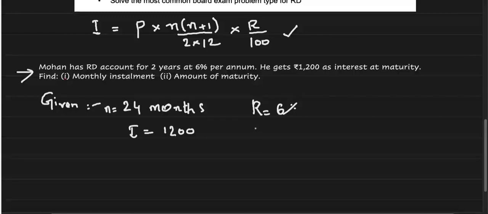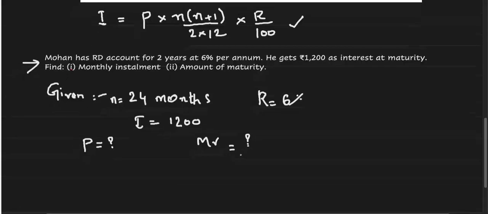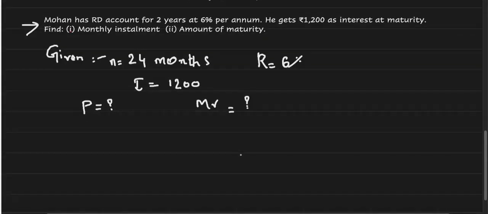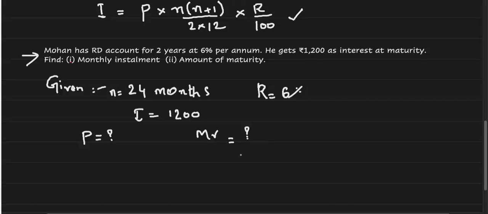But what is missing here? First of all, monthly installments. We need to find out the monthly installment, how much he needs to pay to get this amount, and what is the maturity value. Everything in this problem or this chapter is interrelated and goes back to our main formula, which is I equals P into N into N plus 1 by 2 into 12 multiplied by R by 100. Remember this formula every day.